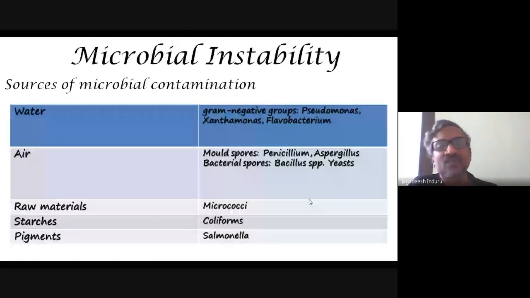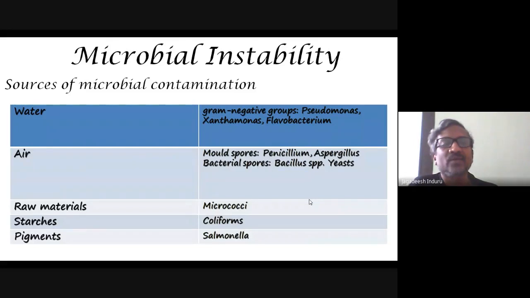Then we have water for injection, which is used for injections, and sterile water for injection, which is filled in ampules to be broken to reconstitute parenteral dosage forms. These 4 categories of water entering our product may carry gram-negative groups such as Pseudomonas, Xanthomonas or Flavobacterium. Of course, our pharmacopoeia provides colony forming unit limits, which say how many colony forming units are allowed in a particular dosage form.